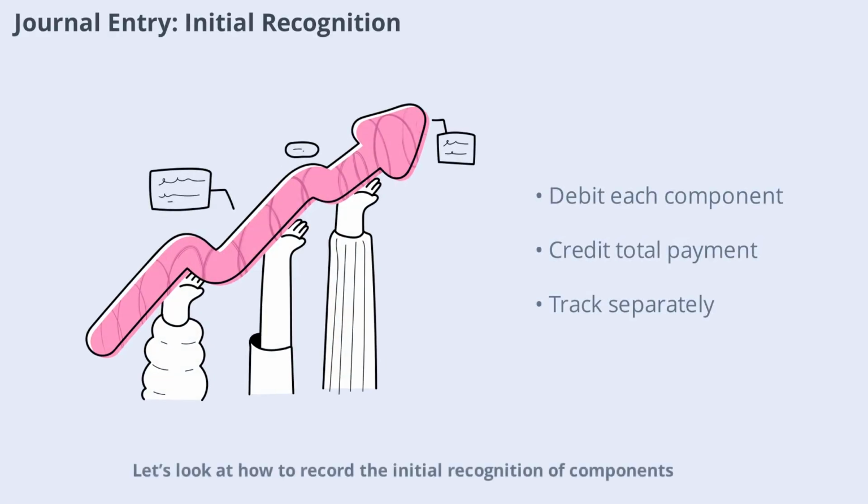Let's look at how to record the initial recognition of components. When an asset is purchased, the total cost is allocated among its components. For each component, a separate asset account is debited and the total cash or payable is credited. This ensures that each component is tracked individually from the start, setting the stage for accurate depreciation and replacement accounting down the line.